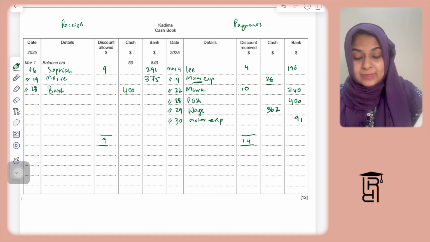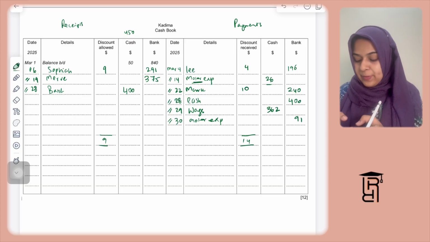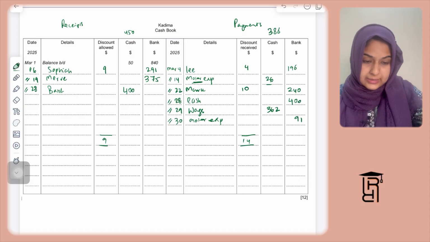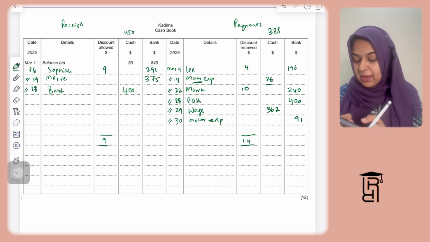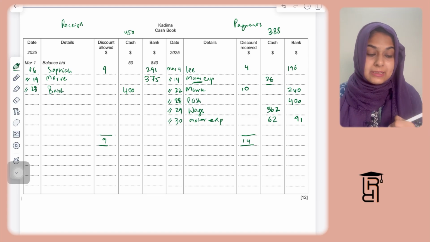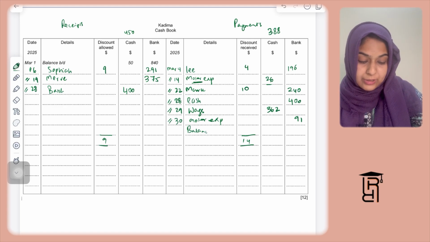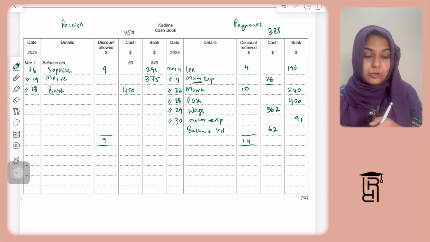For cash on the debit side, I have $450, and on the credit side, there are two payments. So there's $26 plus 362, which is going to be 388. So 450 minus 388 is going to be $62. So the $62 will be my balance carried down. I'm going to write here balance carried down, and I'm going to write $62.